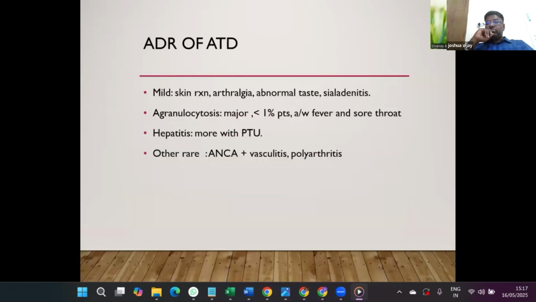What are the common side effects of ATD? These are the mild side effects like skin rash, arthralgia, abnormal taste, and sialadenitis. Agranulocytosis is the major side effect, but it occurs in less than 1% of patients. It is associated with fever and sore throat. Hepatitis can be more associated with propylthiouracil. Other rare complications are ANCA-positive vasculitis or polyarthritis.